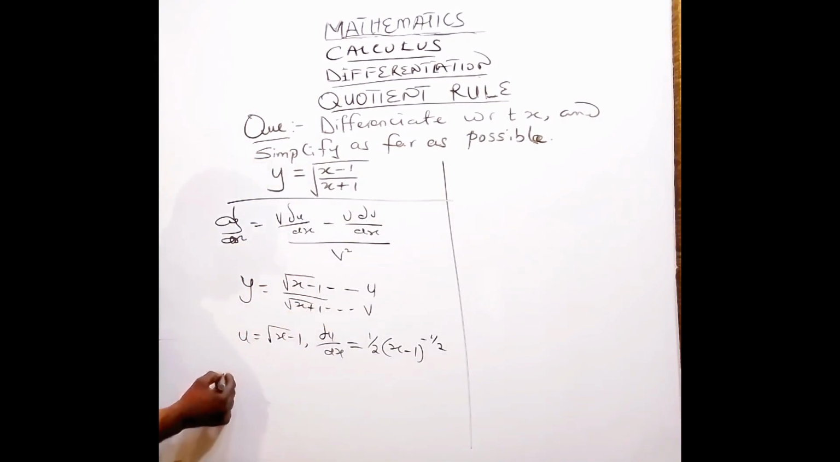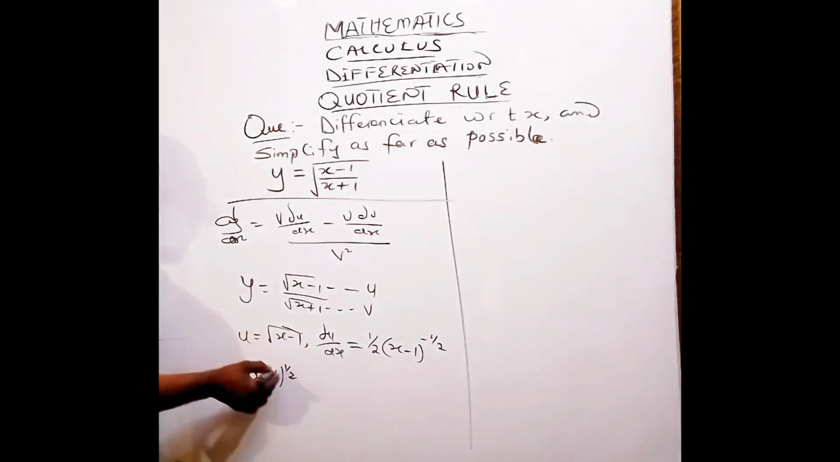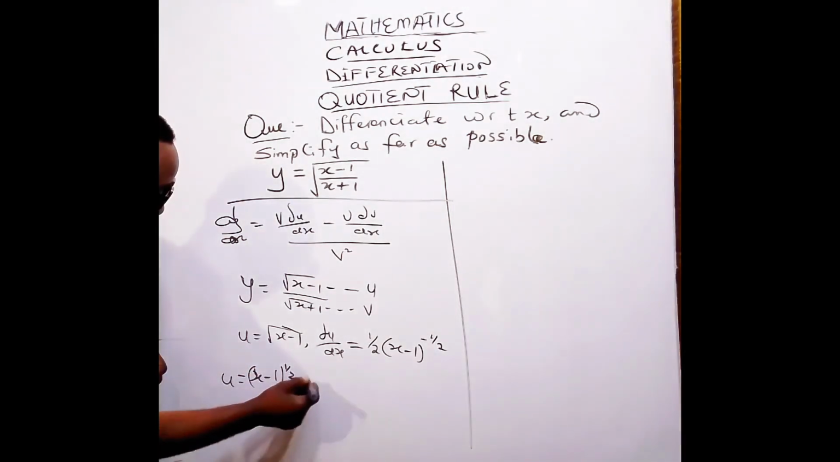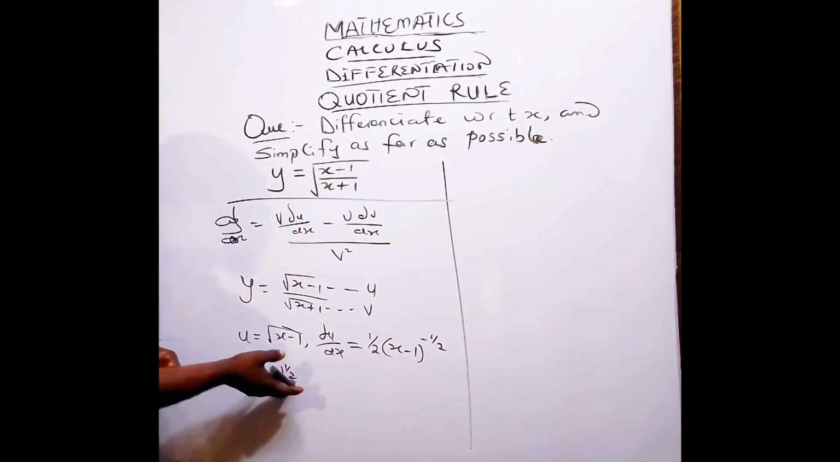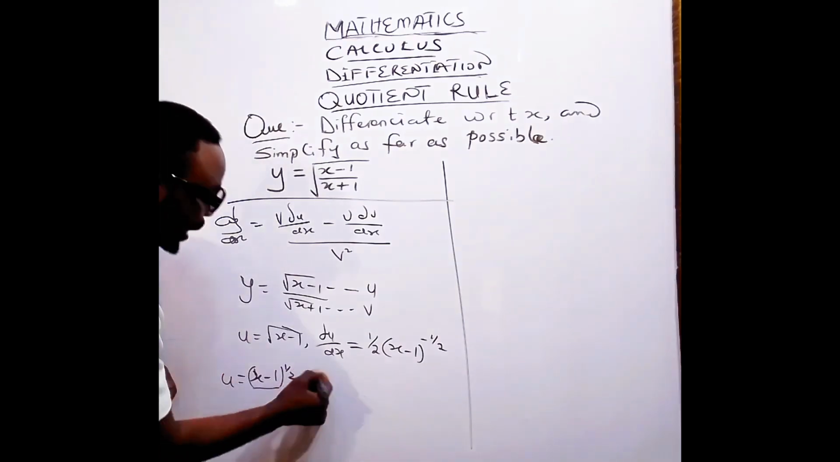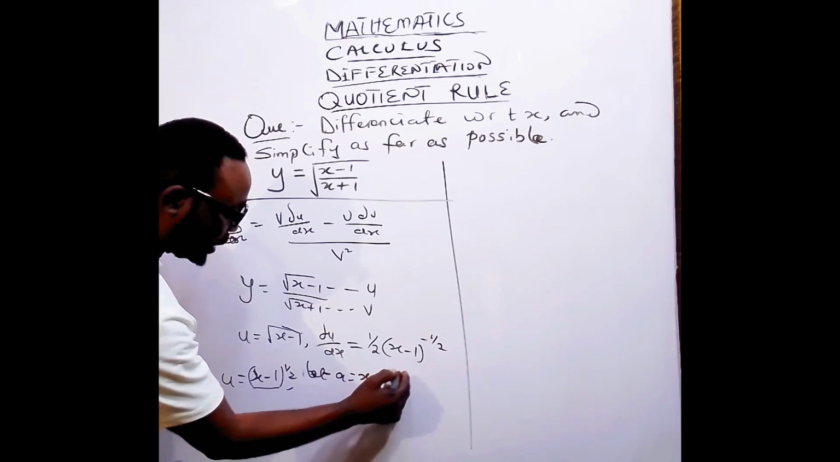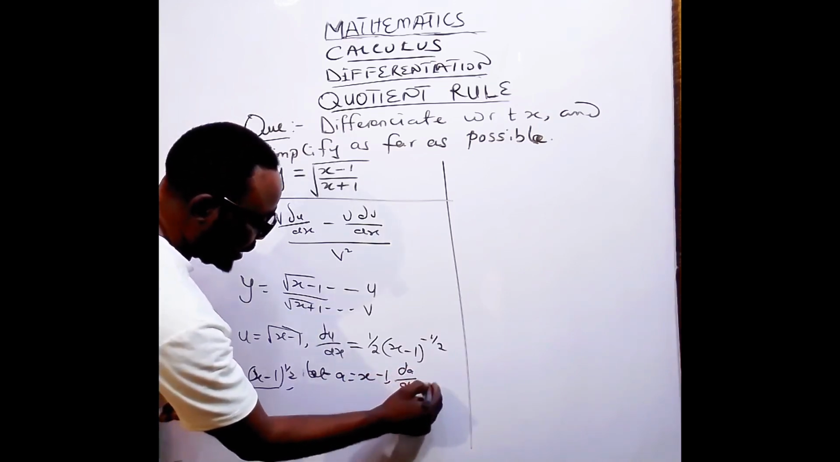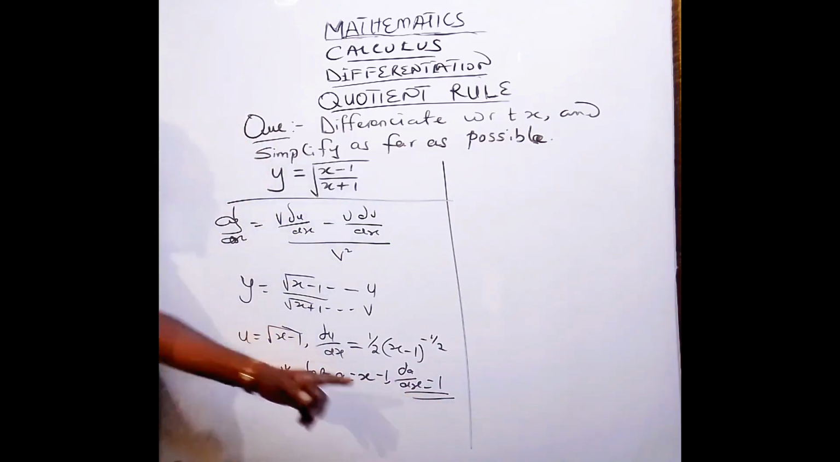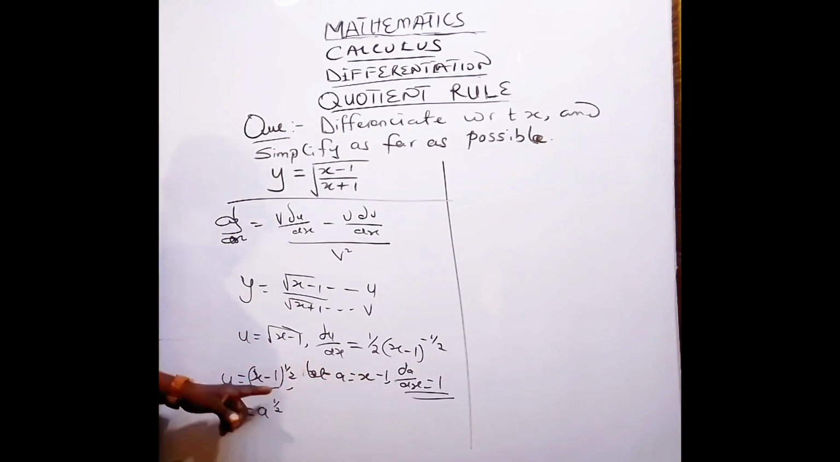You can say that u equals x minus 1 raised to the power of half, which is the meaning of this root that is here. Raised to the power of half is the meaning of that root. Since this value can be simplified by a composite function, I can represent x minus 1 by another letter. Let a equal x minus 1. Then I can say da/dx is equal to 1. Then my u will be equal to what? a raised to the power of half. Can you see it? a raised to the power of half.